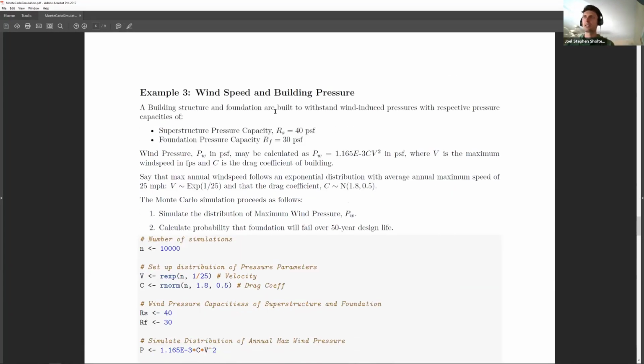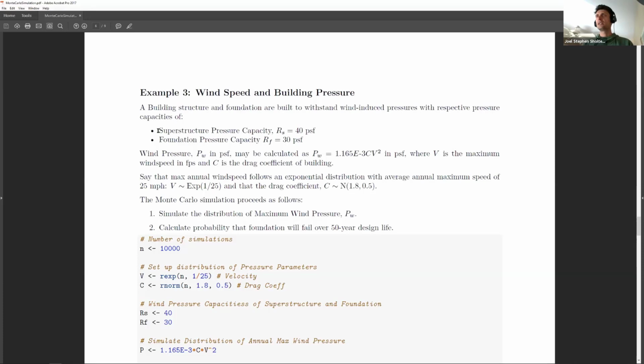Okay, now here's a different problem, and we have two more examples to go through. This is a similar setup as the previous problem, and then we'll take this problem to the next level and do a multi-layer simulation. So we have a building, and this building has a structure and a foundation. The structure and foundation were built to withstand wind-induced pressure. When the wind blows, it moves around the building and causes a pressure on the building. That pressure is then translated to a pressure on the elements of the structure as well as the foundation and its footings.